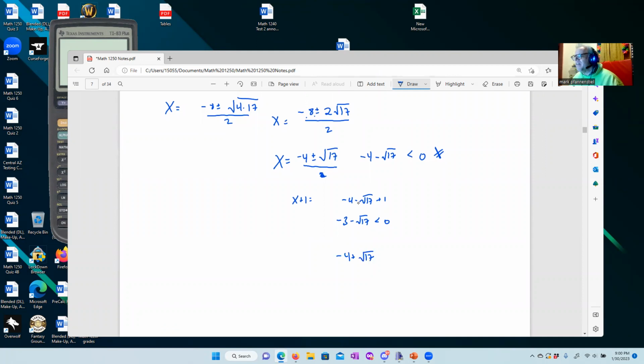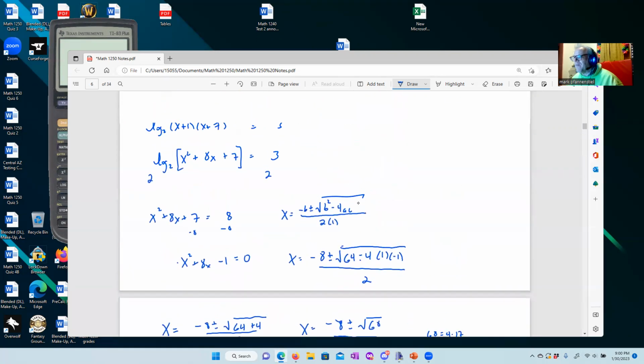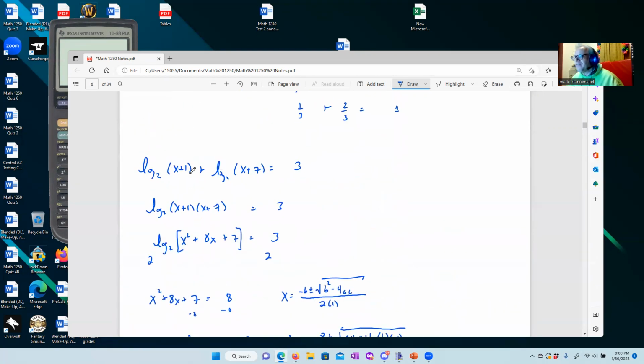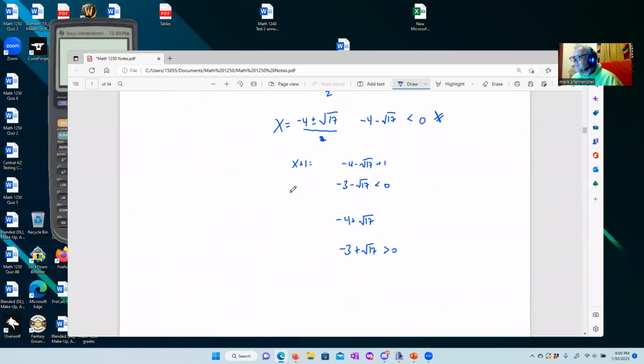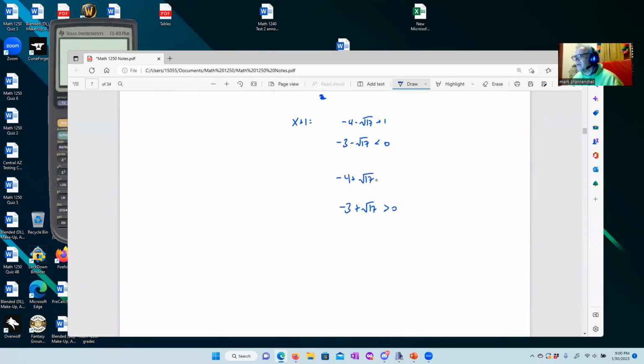If I add 1 to this, that's going to be -3, right? For -4 plus 1, if you're $4 in debt, you pay back $1. Now we're $3 in debt. Plus root 17. Well, that is positive. Okay, so that x plus 1, that one is going to be a positive number, plus 7 is going to be a positive number, obviously. Okay, so we can say 7 plus, right?